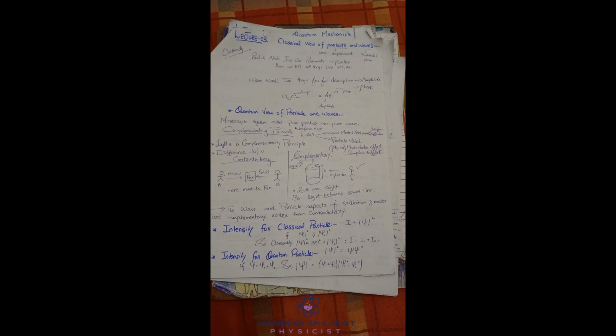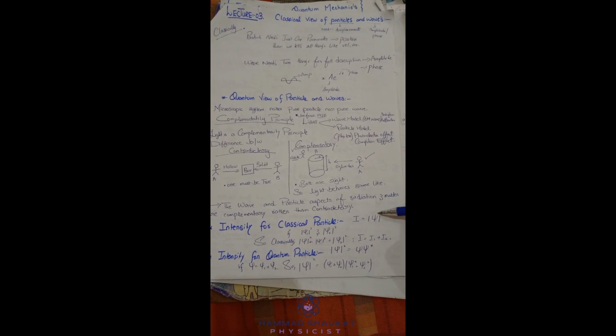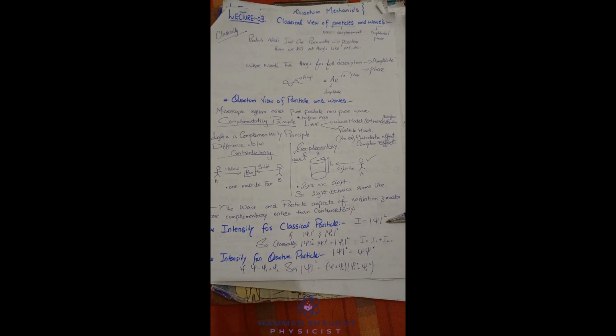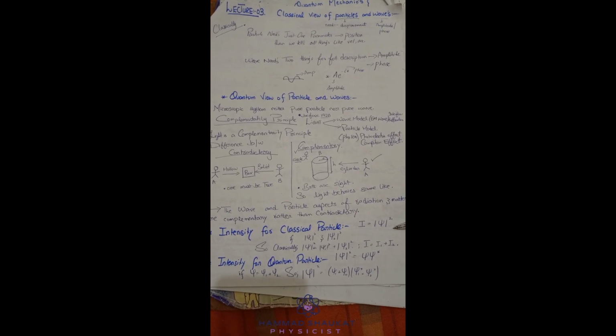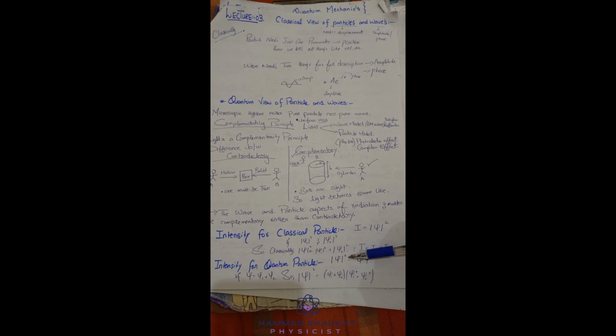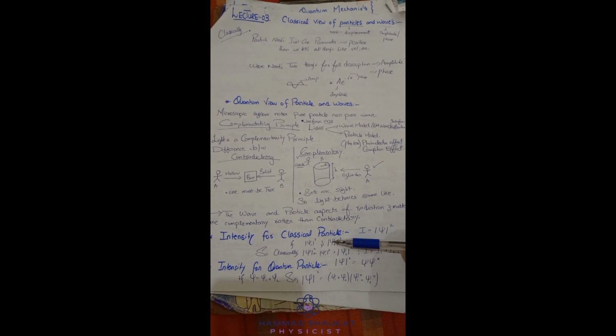So now move towards the next thing, which is intensity of a classical particle. If you want to find the intensity, you just have to take the probability, meaning psi square. If psi is the wave function of my quantum particle, then to find intensity you just have to take the probability, psi mod square. Classically, psi square becomes psi 1 square plus psi 2 square if there are two wave functions.